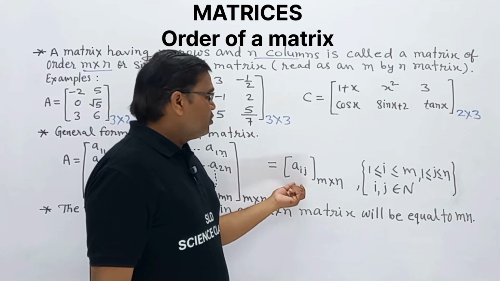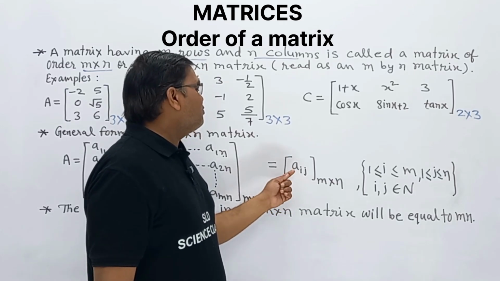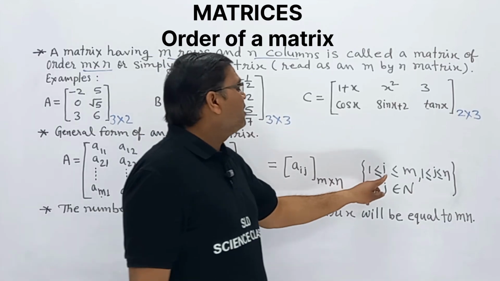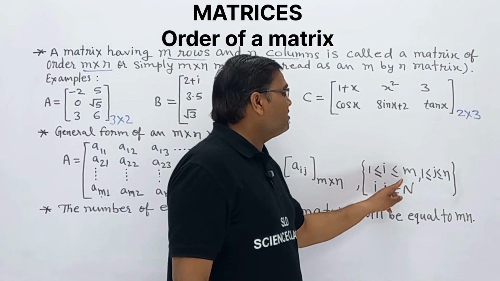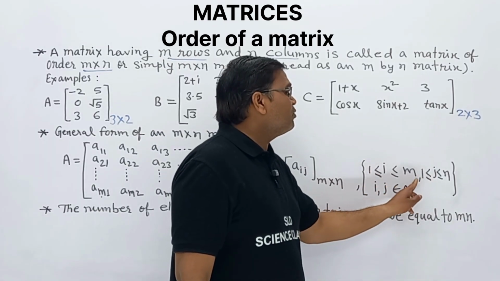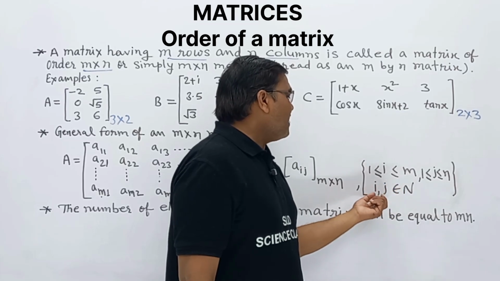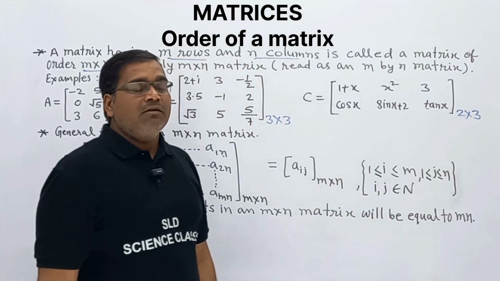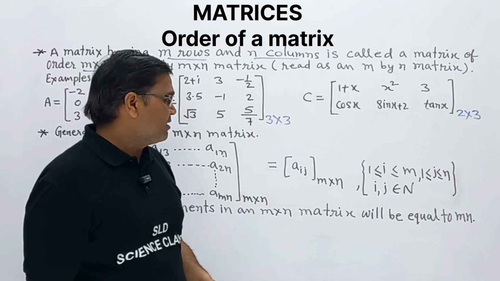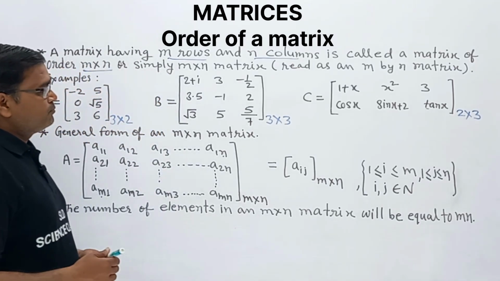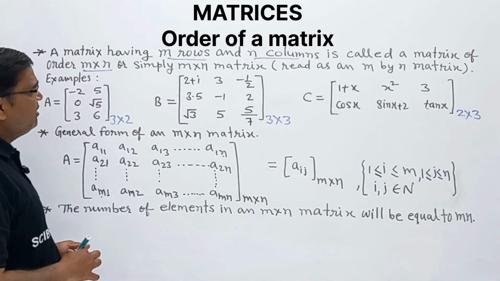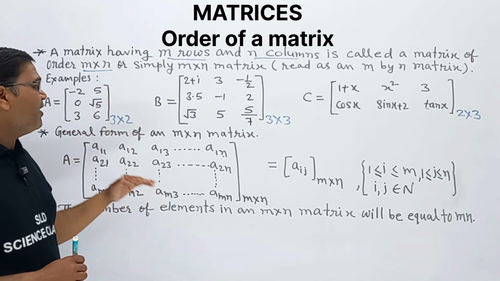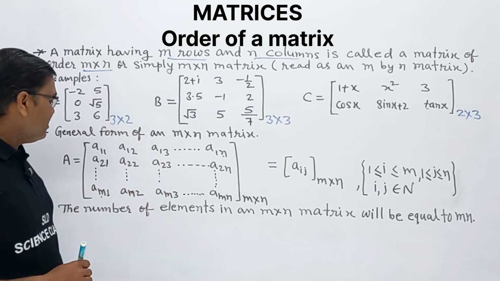This is the complete array form, and in short form we can say the general form of an m by n matrix is aij, in which i is greater than or equal to 1 and less than or equal to m, and j is greater than or equal to 1 and less than or equal to n, and i and j both belong to natural numbers. Clear? So far we have studied the order of a matrix, then the general form of an m by n matrix.